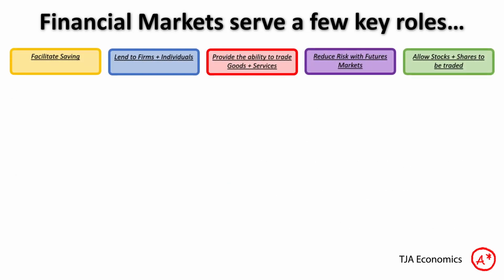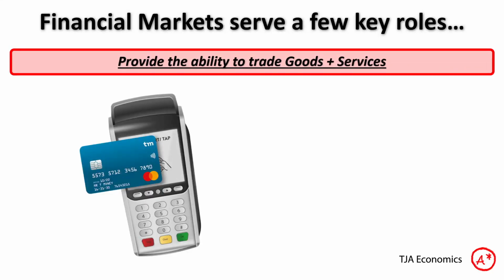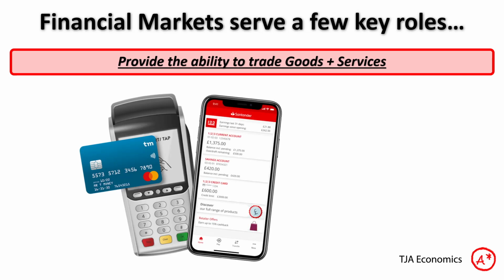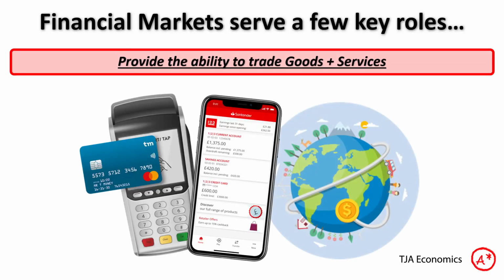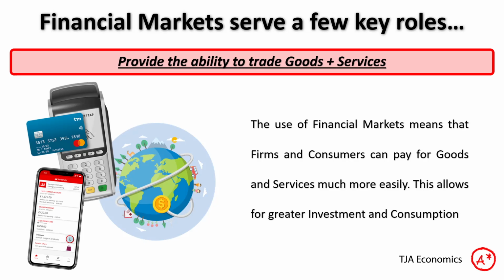So our next financial market key role, the ability to trade goods and services. Again, anytime you tap your card, anytime you transfer money from a bank account to another, even when you import or export goods and services, that is trading goods and services. And financial markets mean that you can do that much more easily. Firms can transfer funds much more easily. Consumers can pay for stuff much more easily. And again, that means we can invest and consume much more easily. And therefore, we're going to invest and consume much more.